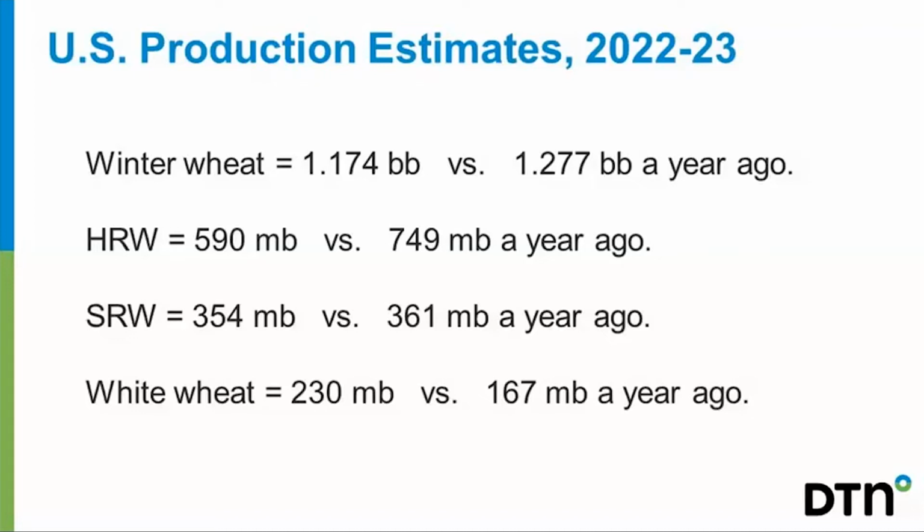The SRW wheat crop came in at roughly 354 million bushels. That was a little bit less than expected and down slightly from a year ago. And the white wheat total came in actually better than expected. That Pacific Northwest region's been getting some better rains, certainly in a better situation than they had last year. So USDA is looking for 230 million bushels of white wheat this year, and that's up significantly from last year's total of 167 million bushels.